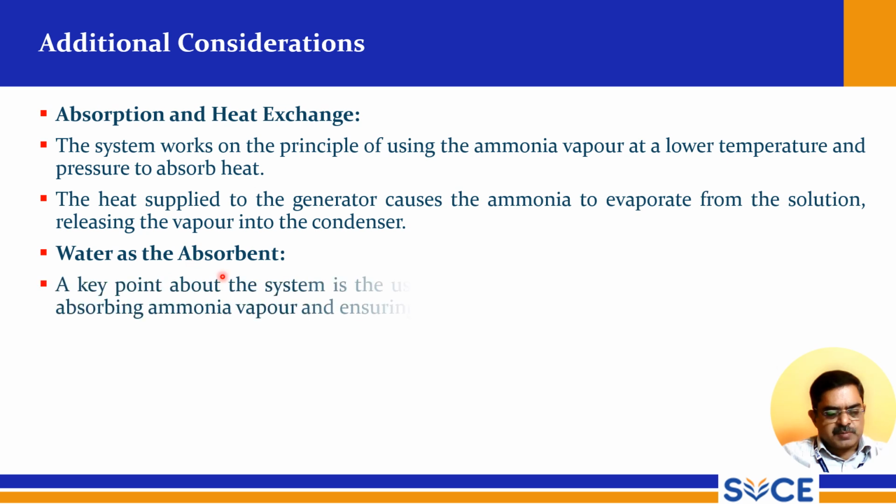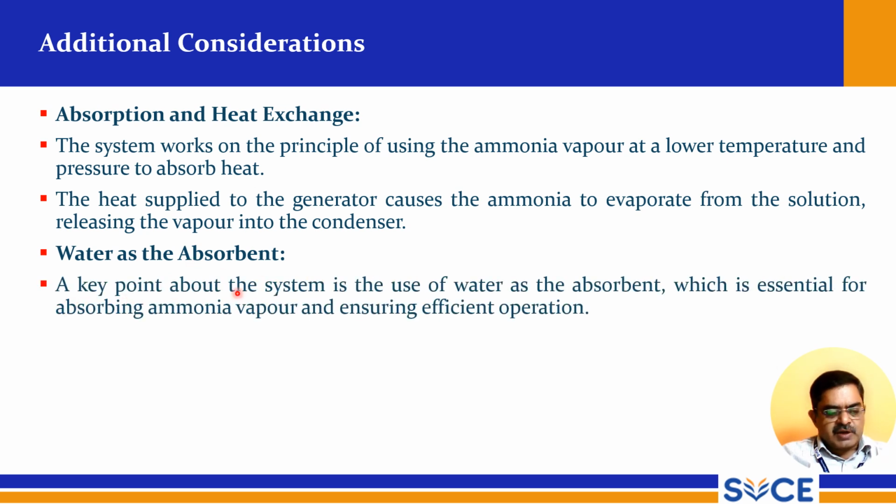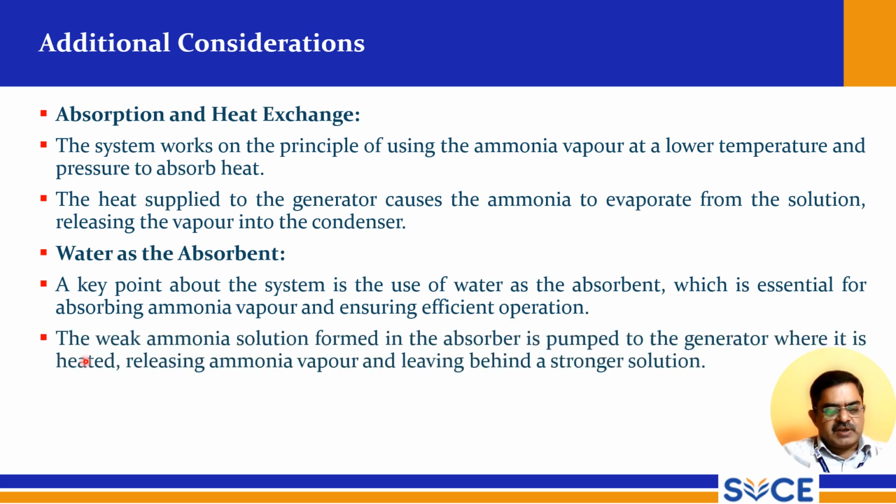Water as absorbent. A key point about the system is the use of water as the absorbent, which is essential for absorbing ammonia vapor and ensuring efficient operation. So the weak ammonia, that is, weak ammonia is nothing but at low pressure. Solution formed in the absorber is pumped to the generator, where it is heated, releasing ammonia vapor and leaving behind a stronger solution.